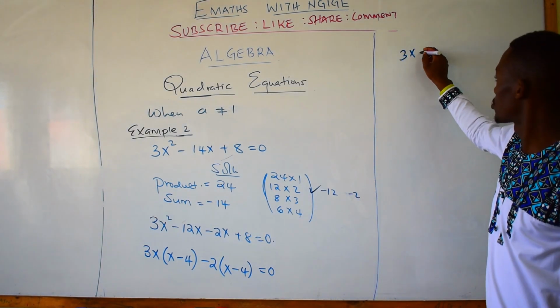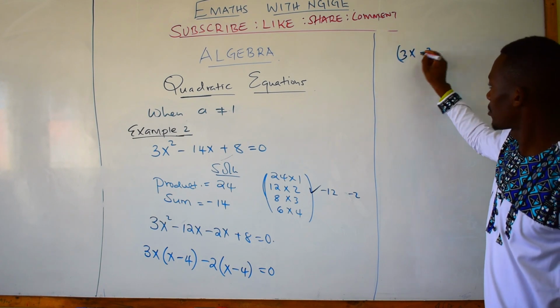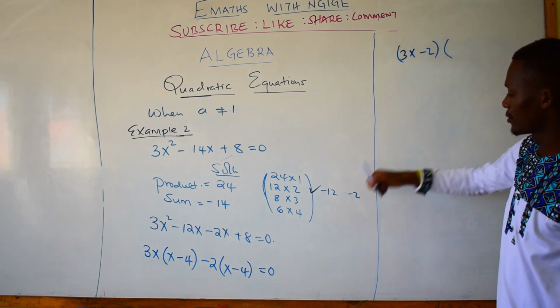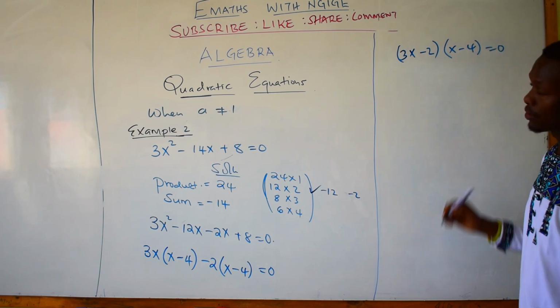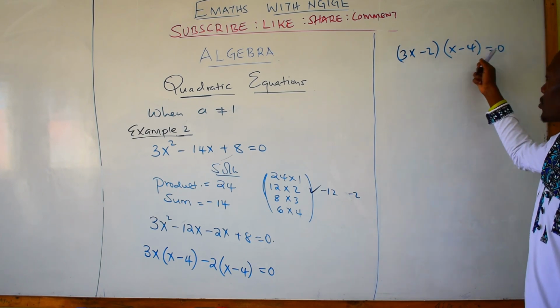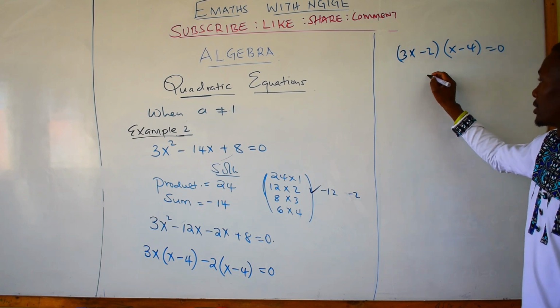Now taking the terms outside and one of these terms, we have 3x minus 2. We'll take that as a factor. Then we take one of these because they're the same: x minus 4 equals 0. And what do we know? Is that this one equals 0 or this one equals 0.